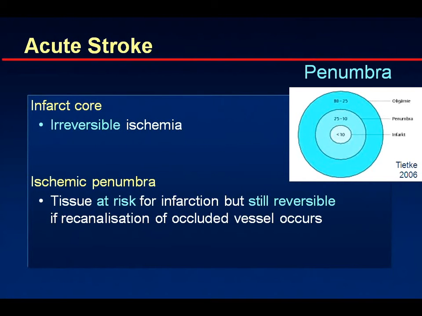Now, if you look at the perfusion, that's in milliliters per 100 grams of tissue. So if that's less than 10 milliliters, that is the infarct core. Penumbra is in the range of 10 to 25, and beyond that is oligemia, so basically minor perfusion. The ischemic penumbra, as I said, is at risk, but this risk is still reversible if there is recanalization of the occluded vessel.